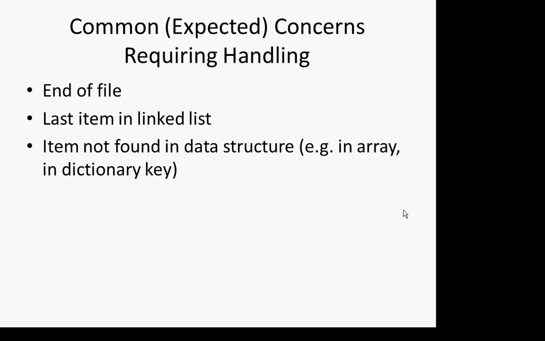Last item in a linked list. Item not found in some data structure. So, you're looking up in a dictionary and you can't find a certain key and it needs to return what? What would a data structure return if it can't find a key? Say a dictionary. Null. Might return null. Right. So that's a case of a return value, right? That's being used to indicate, hey, I couldn't find it.